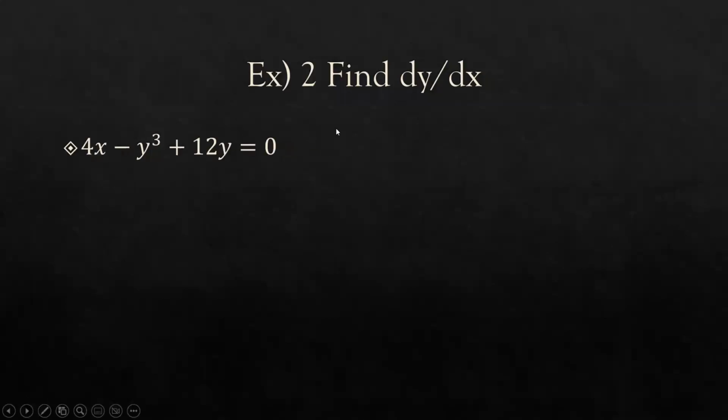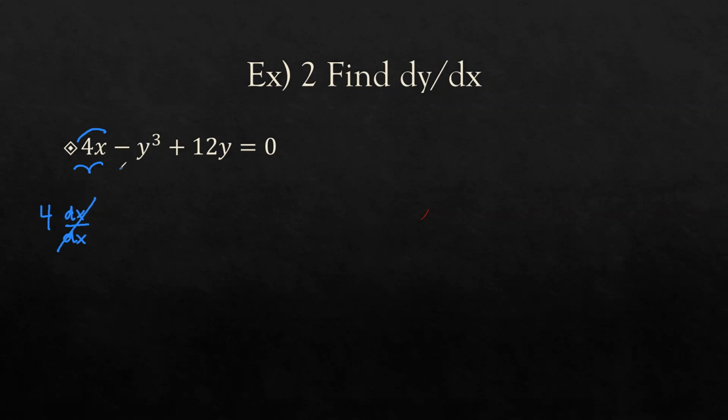So example 2 says find dy dx. Okay, let's do these ones. So just like example 1, let's take the derivative of each term in respect to x. So what is the derivative of 4x in respect to x? Well, the derivative of 4x is just 4. And then you do have to add this dx because it's in respect to x, but this just becomes 1. So you don't really have to put that because that just becomes 1.